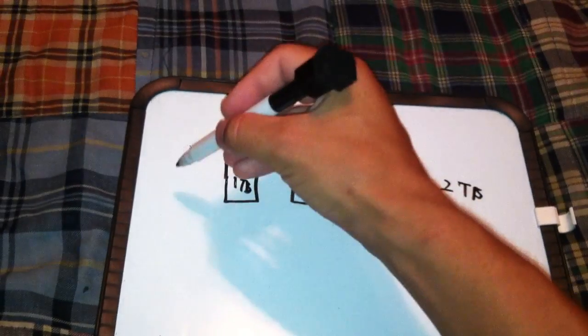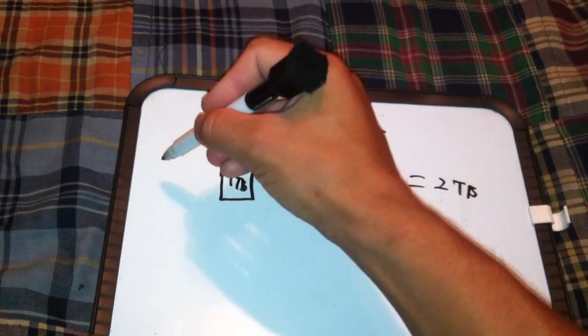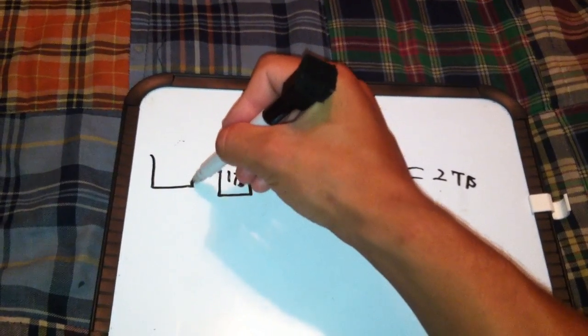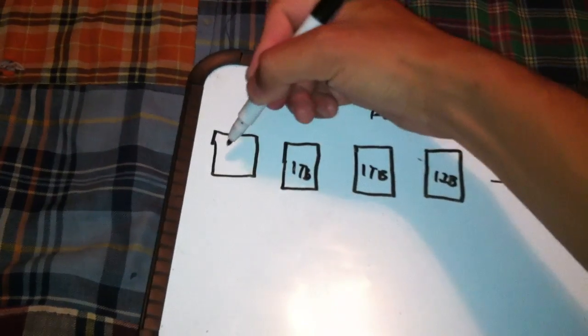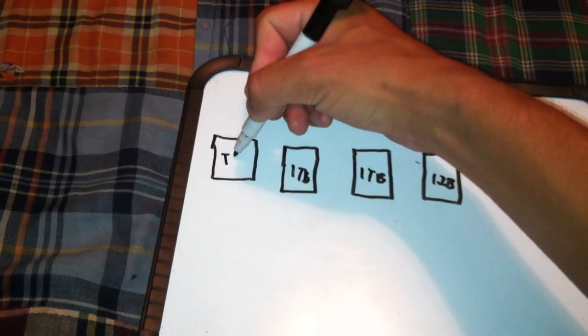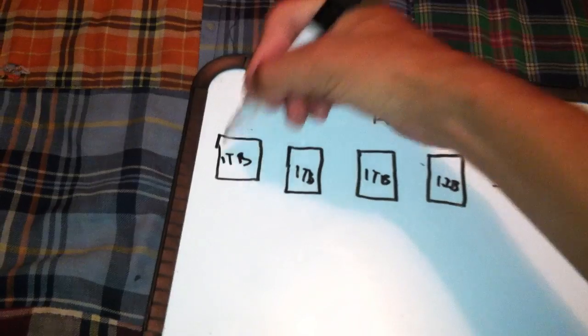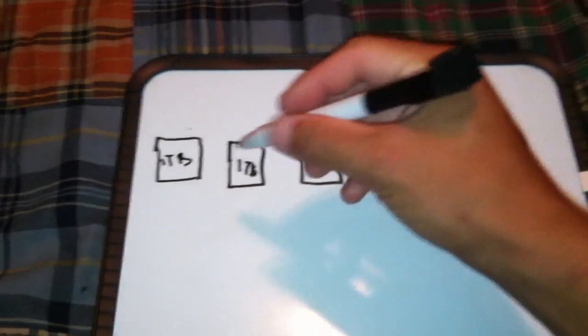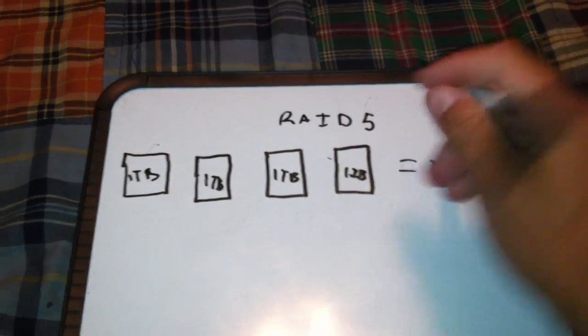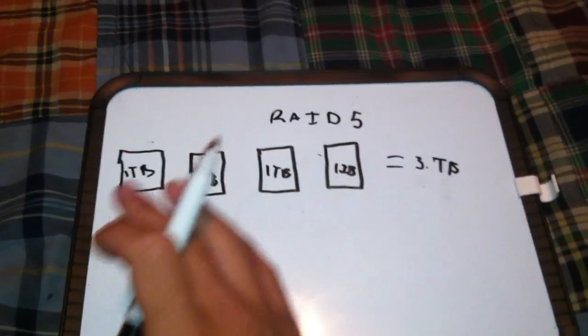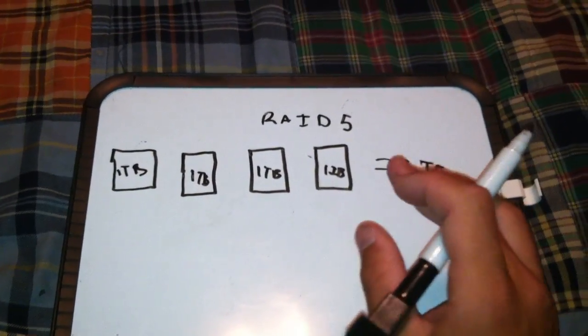But no matter what, now if you had an extra drive here, let's just say you have 4 terabytes, you can keep on throwing as many hard drives as you want, but you have to have a minimum of 3. So you would have 3 terabytes, because again, they're all the same size, and one of them is going to be pretty much just redundancy.